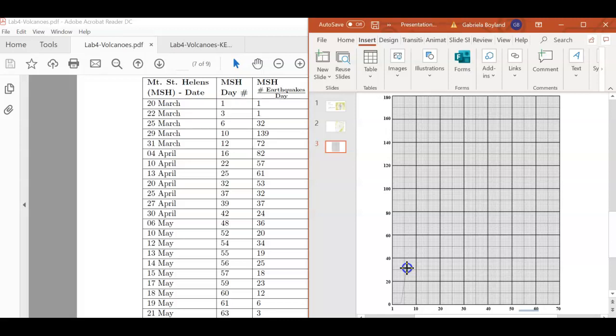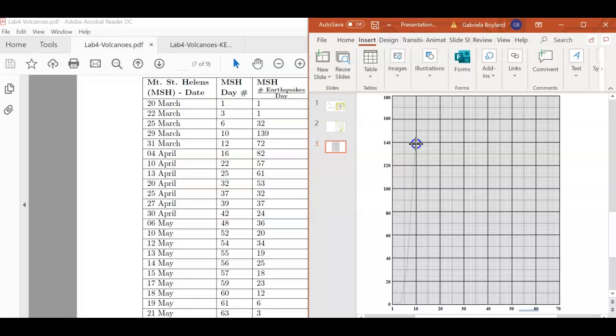Okay, day 10, we have 136 earthquakes. So day 10, 139 earthquakes. So 130 is right here, 139 will be right here.